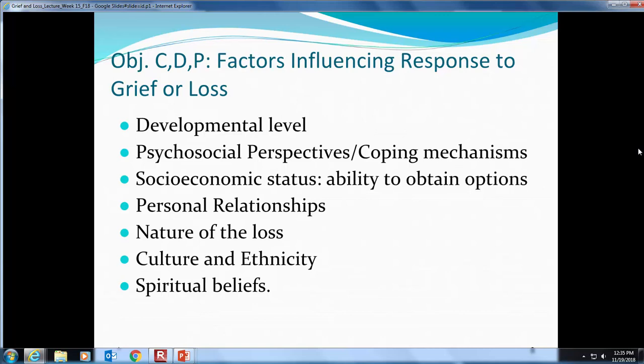The nature of the loss is also going to influence the individual response to grief. For example, a traumatic loss such as with murder or a car accident might be more difficult to get over than a slower death as seen with a patient on hospice, and this can cause a complicated grieving process.